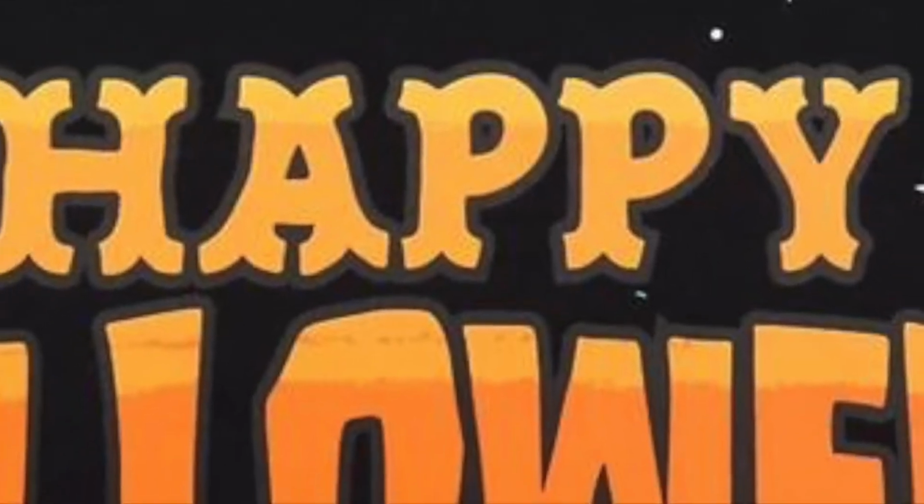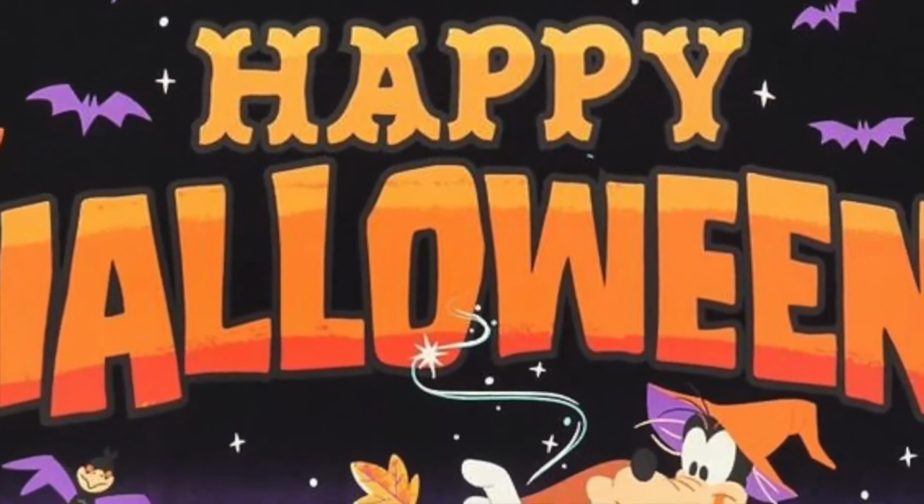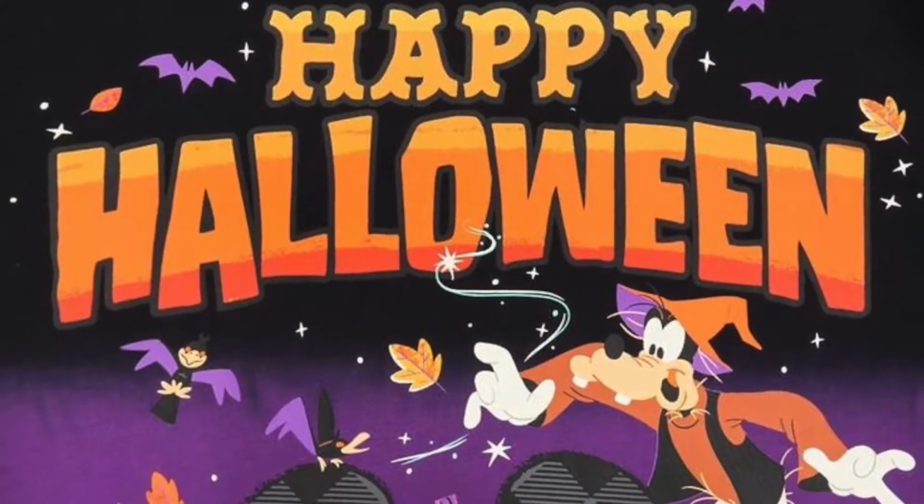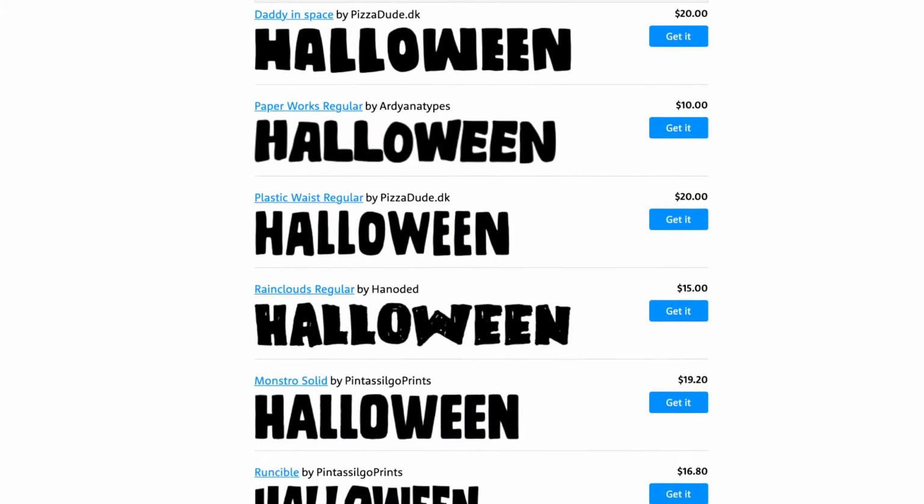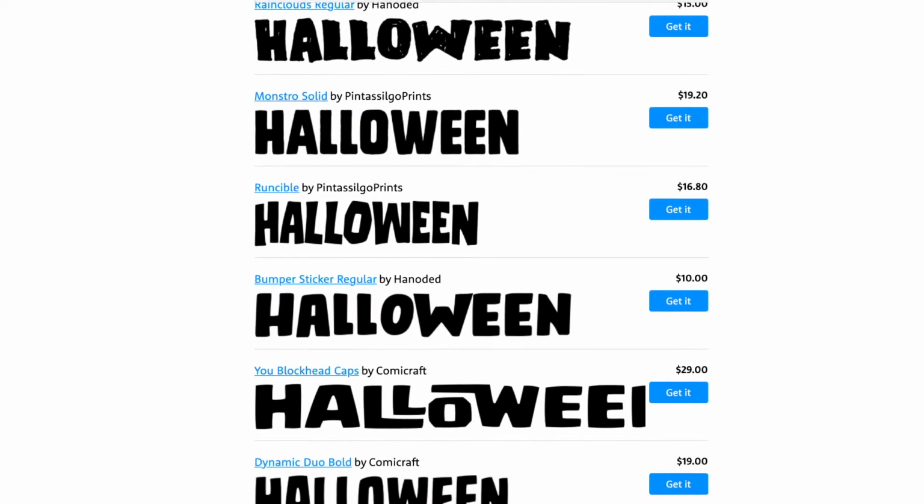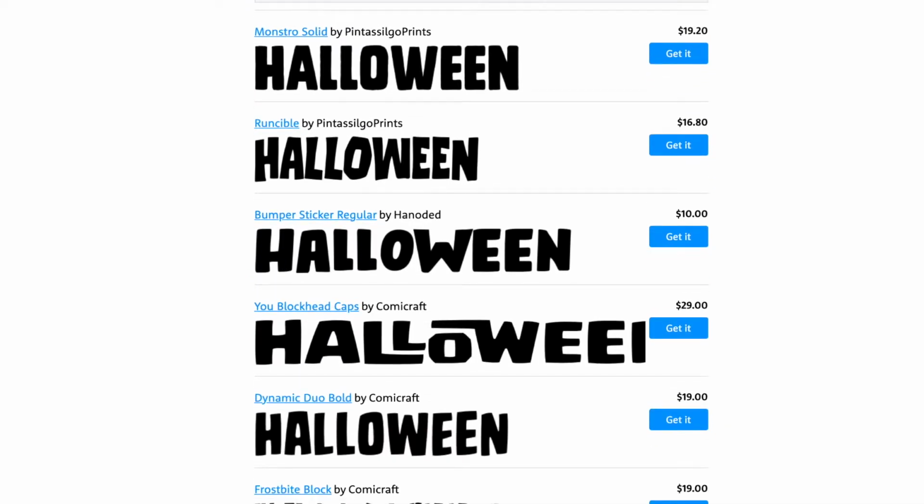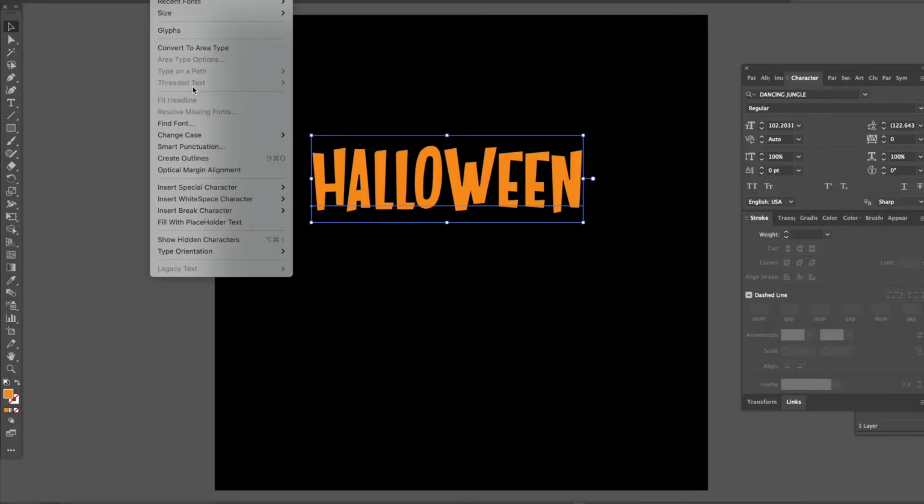So for the Halloween font, I couldn't quite identify exactly what it was. I did what I normally do, which is search on whatthefont.com, and I came up with a lot of similar fonts, but I couldn't find an exact match. Now, this is the trick I told you about at the beginning.